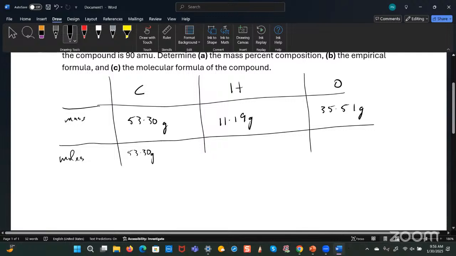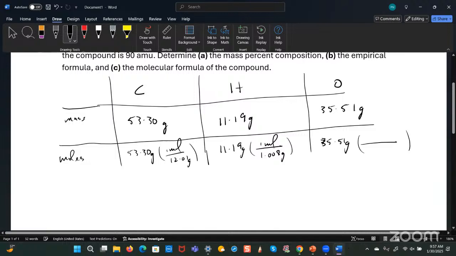53.30 grams of carbon. To convert that to moles, we multiply by 1 mole over 12.01 grams. In the case of hydrogen, it's 11.19 grams multiplied by 1 mole divided by 1.008 grams. And then in the case of oxygen, 35.51 grams multiplied by 1 mole over 16.00 grams.